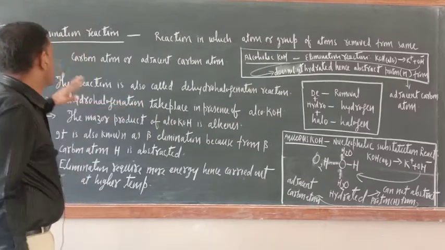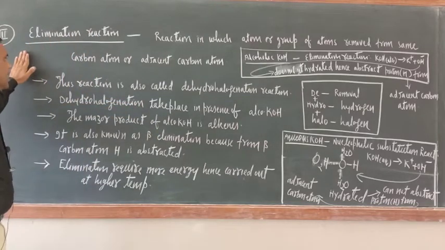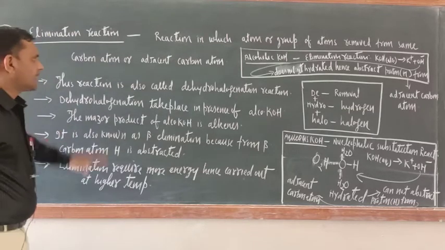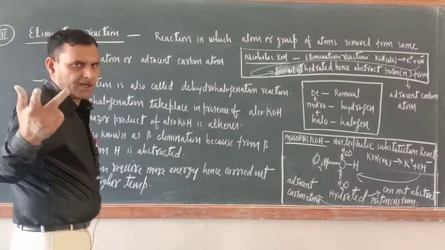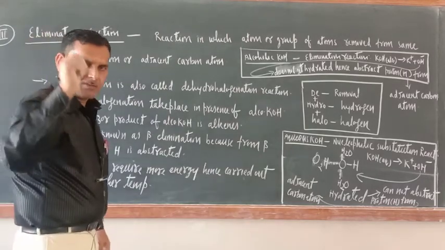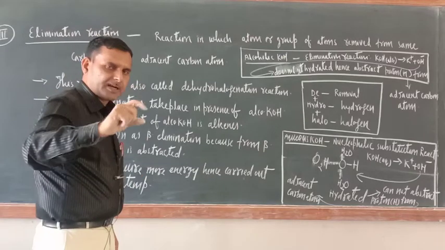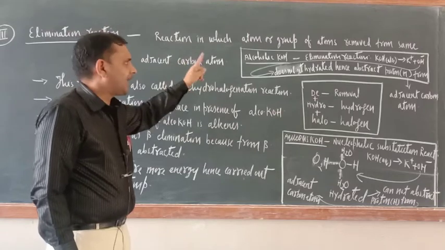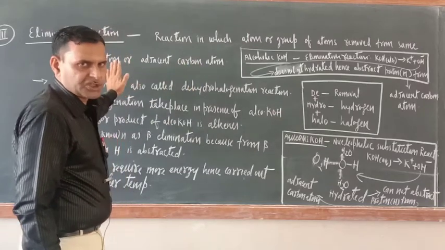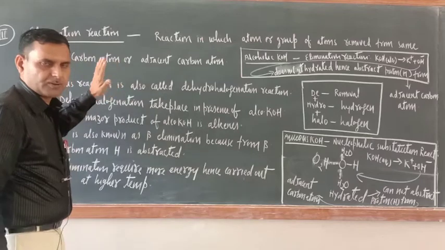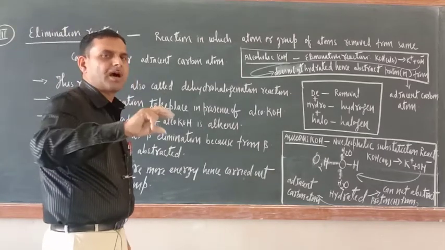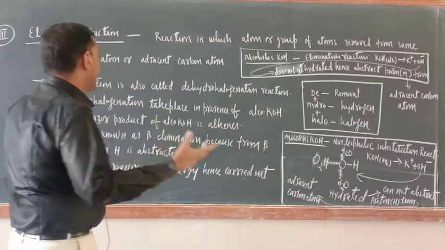Today just concentrate on this one, elimination reaction. That is the property of alkyl halide. We are in the chemical property of alkyl halide. So what is the elimination reaction? Last year I taught you the reaction in which atoms or group of atoms eliminate or are removed from the same carbon atom or adjacent carbon atom. That reaction is known as elimination reaction. Once again listen, atom or group of atoms removed from the same carbon atom or adjacent carbon atom.